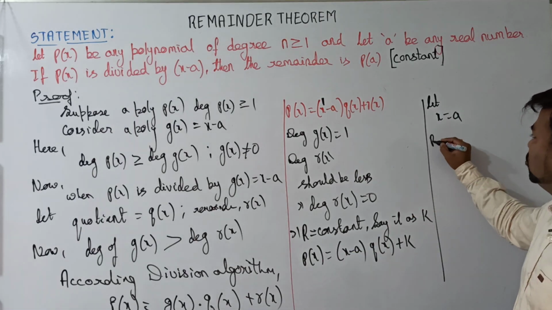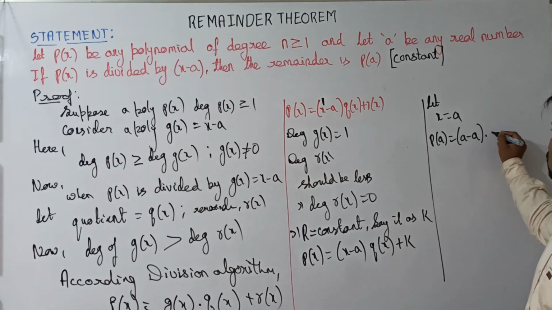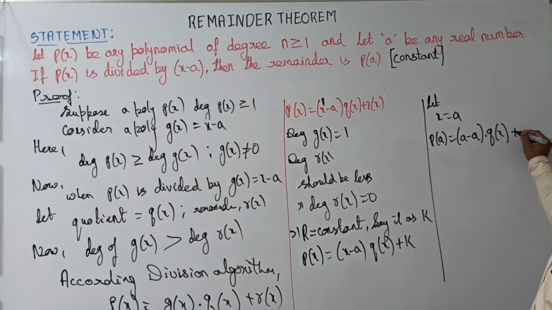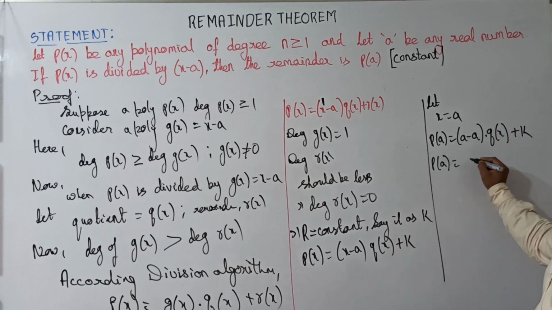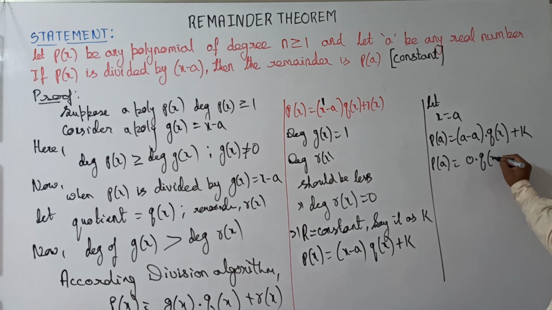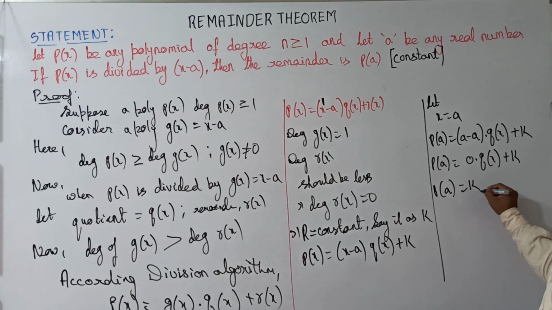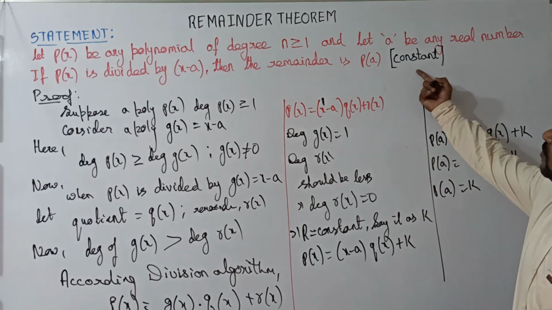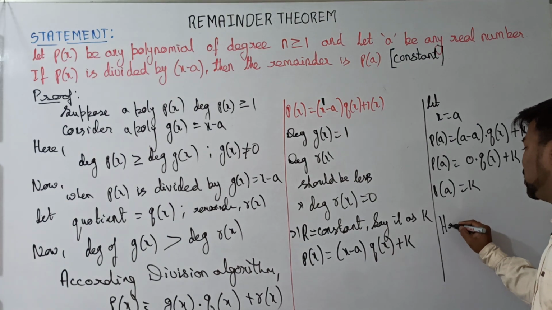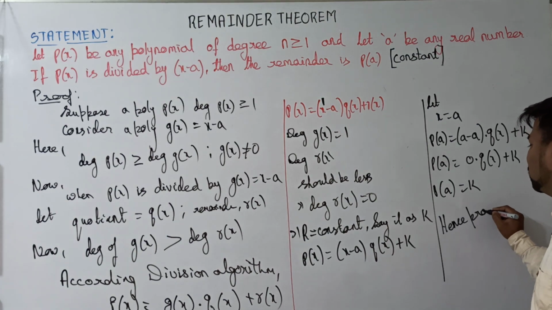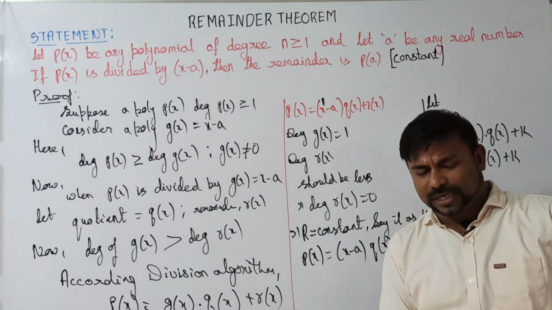Now if you substitute, p of a is equal to a minus a into q of a plus k. a minus a is 0. So p of a is equal to 0 into q of a plus k, which means p of a is equal to a constant. That is what we got. It's nothing but a constant. Hence proved. I would like to repeat, it's a tricky part.